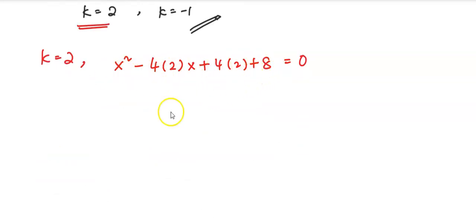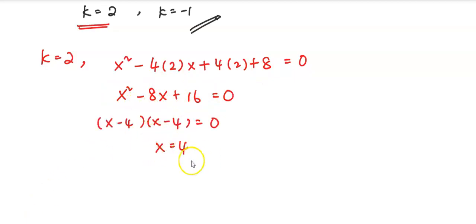Then you simplify it, and you have this equation. Now we can solve for x. You have x equals 4. So when k equals 2, substituting into the quadratic equation, you have your root x equals 4.